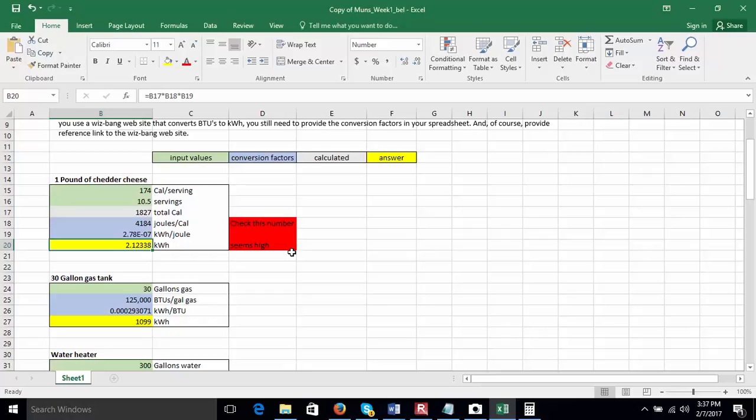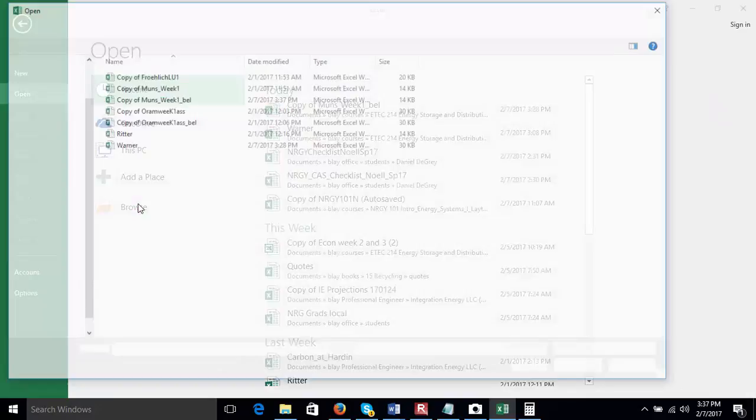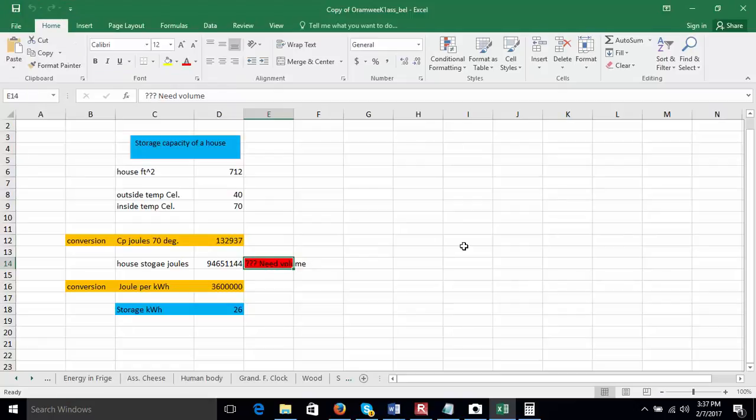Okay, so I think we've done that, and I got one more. So Sean, you're gonna fix that. Okay, so this is the one with square feet of house, outside temp, inside temp. What's that guy? Specific heat of what? That's a heat capacity of probably 1 square foot. At 70 degrees? Yeah, the heat capacity, that would be cubic feet. That's the issue I'm having here, I don't know the volume of the air in the house.